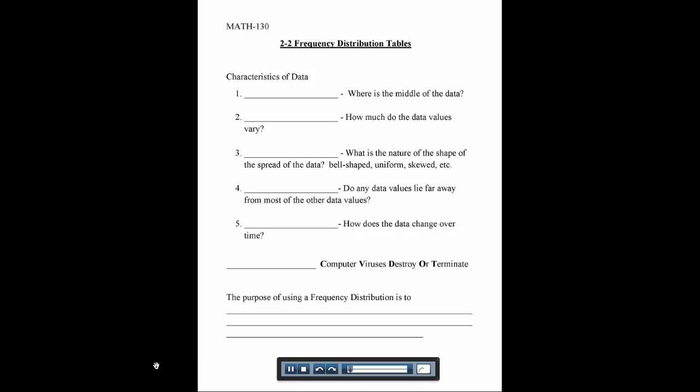In section 2.2, we're going to talk about how to create a frequency distribution table given some data. First, we want to take a minute to talk about the characteristics of data. So kind of what we can talk about with data.